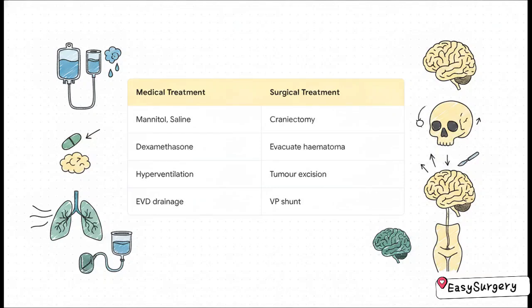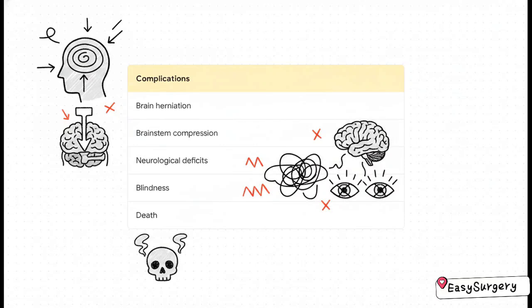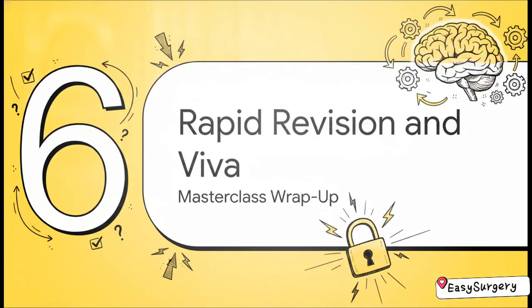Surgically speaking, we're looking at interventions like a decompressive craniectomy, hematoma evacuation, tumor excision, a VP shunt, or placing an EVD. If we fail to manage this properly, the reality is incredibly grim. The complications of raised ICP include brain herniation, brainstem compression, permanent neurological deficits, blindness resulting from chronic papilledema, and ultimately death.